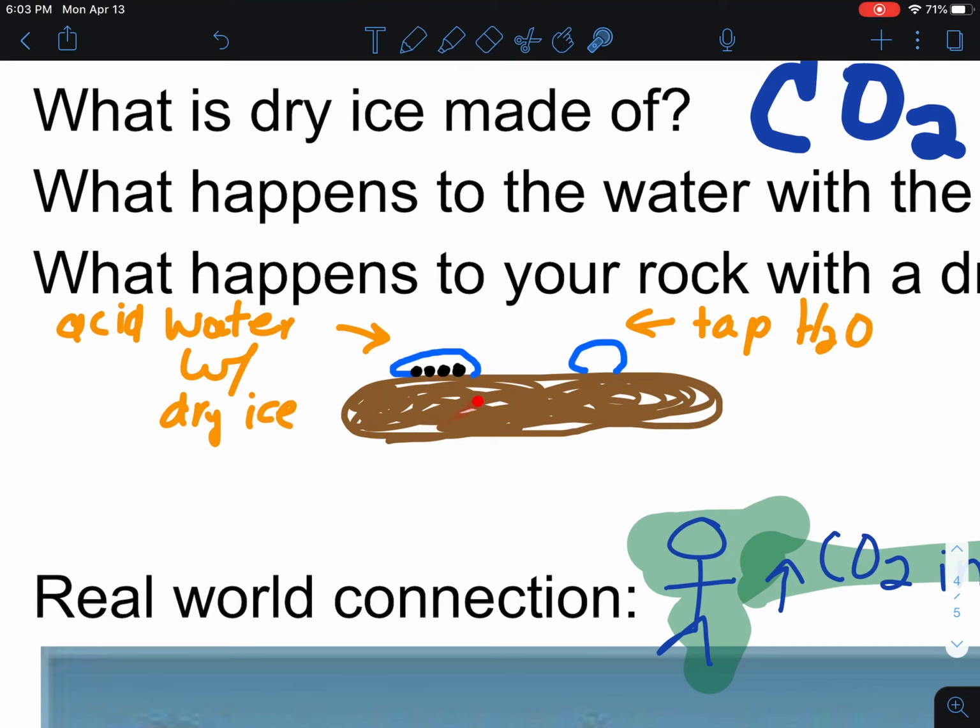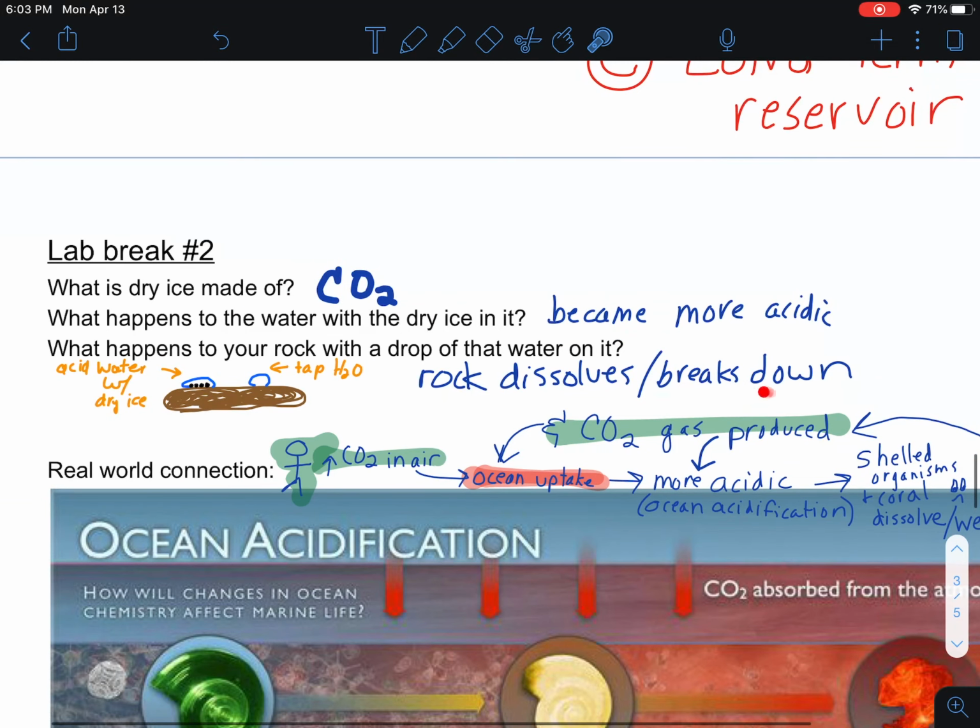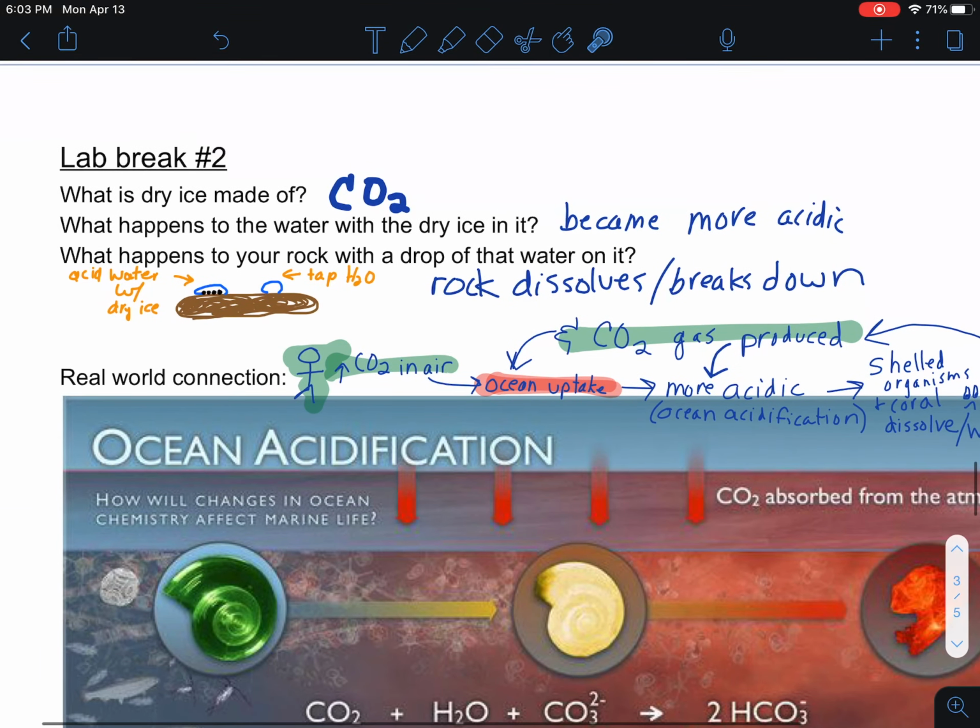You do see bubbles here. What did we previously learn that bubbles are a sign of? Well, solid, liquid, bubbles are gas, so chemical reaction. Just as those rocks with the shells in them were being dissolved before with the strong acid, this weak acid is dissolving these rocks. The rocks dissolve, they break down when the water is acidic, which brings us to ocean acidification.